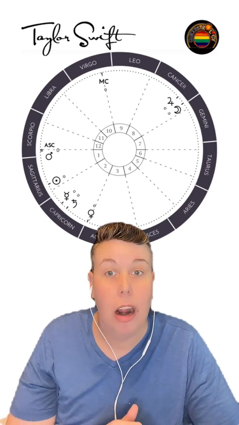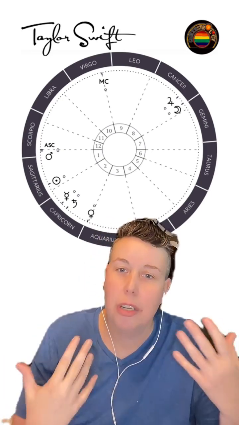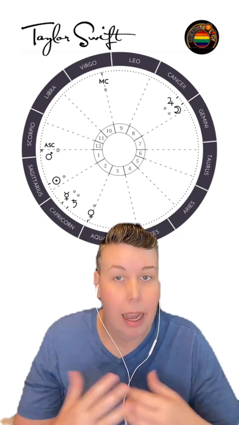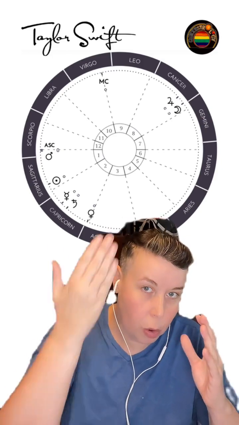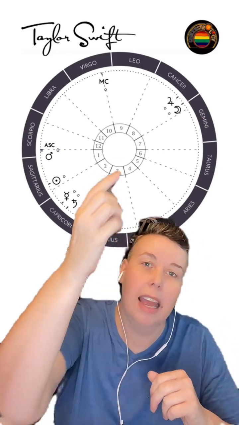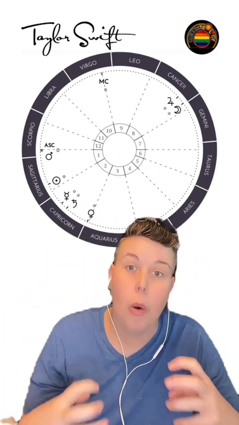Now the other things I don't have on are her north node and south node, her lunar nodes, which of course north node is destiny and south node is your past. Taylor's north node is in Aquarius right here, and we can talk about that when we get around. And then I also don't have Chiron, which is childhood wounds or what we're healing.